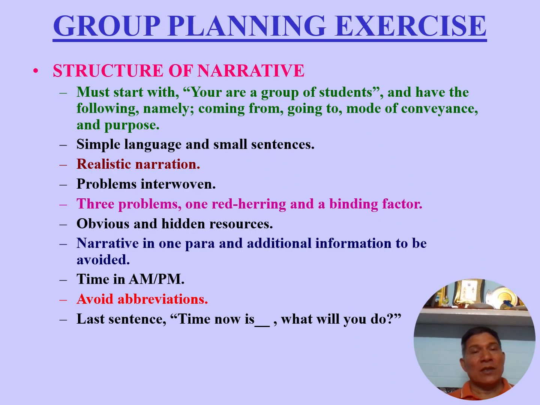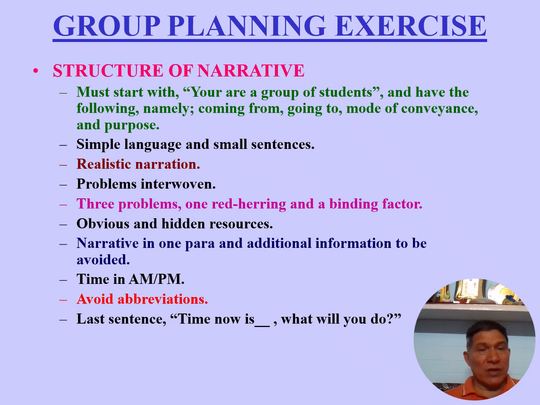Remember this now. There will be 3 problems, minimum, maybe 4. One of them is a red herring. Red herring means somebody said something and that has spread and that may be a situation created, and not very important. And a binding factor. What are the binding factors for this situation? What are you looking at? Obvious and hidden resources you have with you that you have to imagine, and the situation, location and resources, the people around that you need to appreciate.